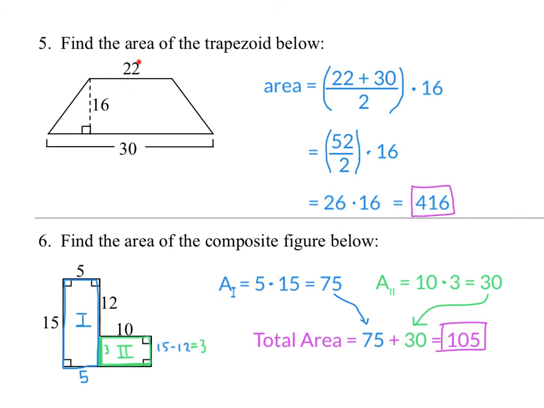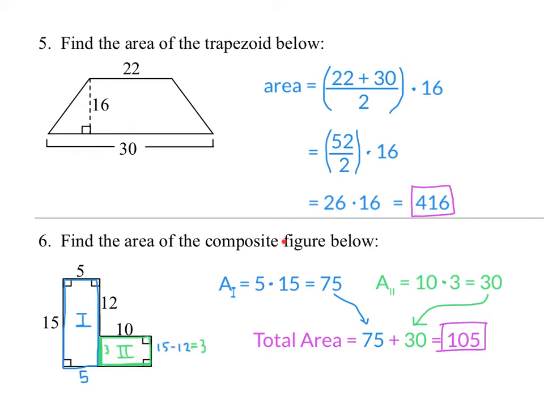Okay, pay attention to the area of the trapezoid. So the area of the trapezoid is base 1 plus base 2. Do that first. 22 plus 30 is 52. After you add the 2, divide by 2. So 52 divided by 2 is 26. Then you multiply it by the height and you get 416. So add first, then divide, then multiply. 416 should be the answer.